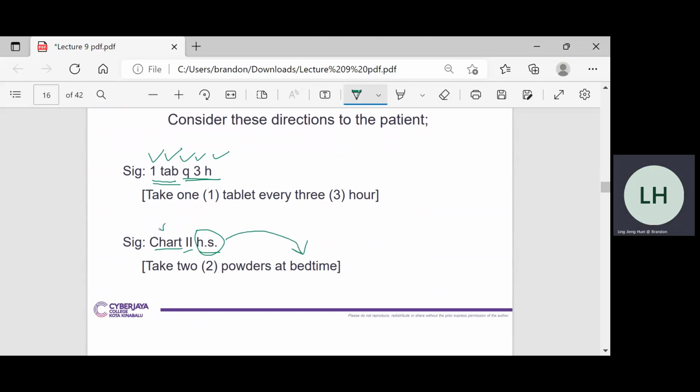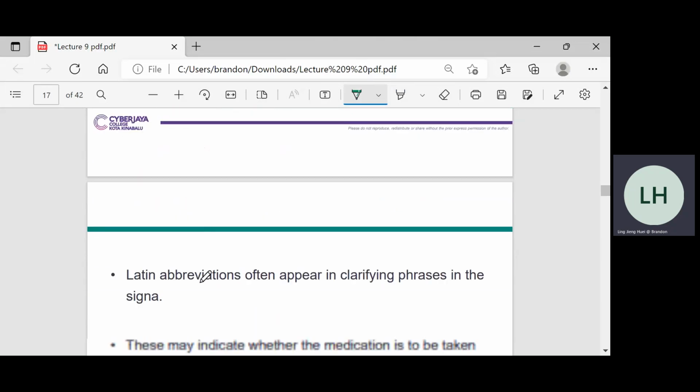But nowadays, ini chart powder, jarang kita guna sudah, sebab kita punya dosage form, mostly it comes in tablet, syrup, elixir, capsule, for example. Jarang dalam bentuk powder sudah.